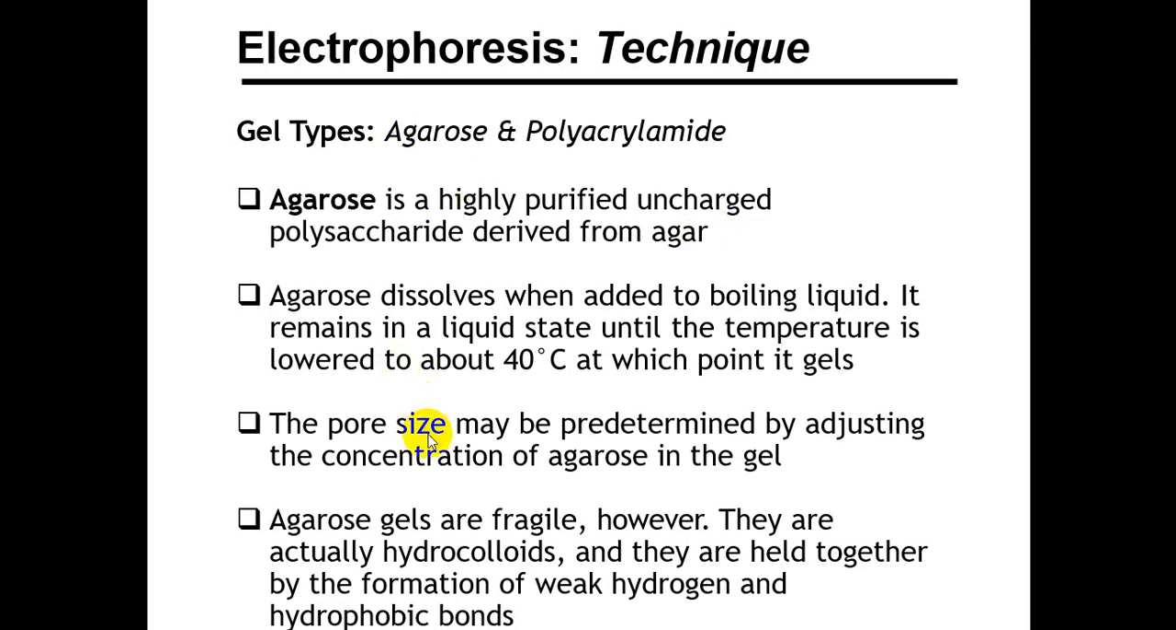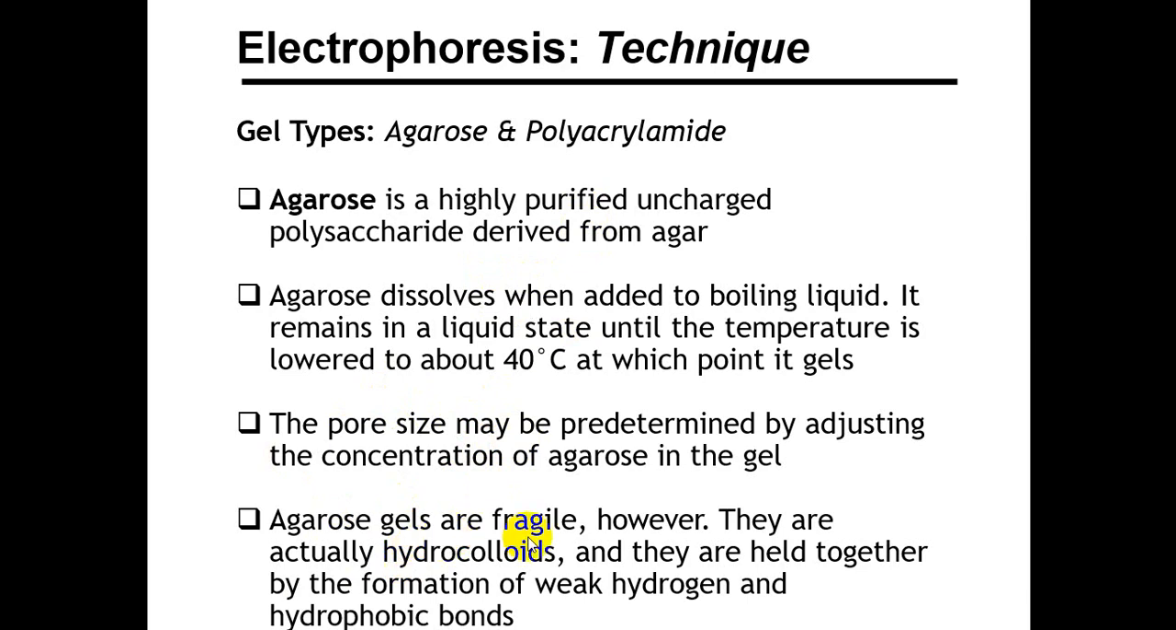And if you want smaller pore sizes, then you have to increase the amount of powder that you mix in the water, which you cook and later let cool down before you put in the slab. So the more the agarose gel, the smaller the pore size, and the smaller the amount of the agarose gel, the larger the pore size.